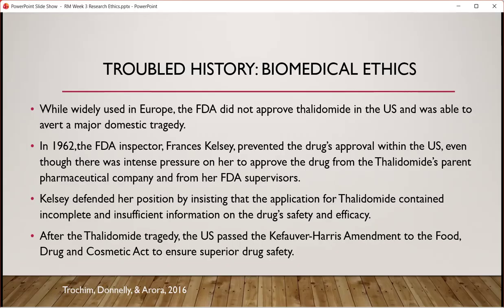in Europe. And really, the reason this didn't happen is this kick-ass woman, Frances Kelsey, who absolutely prevented the drug's approval within the US, even though there was so much pressure on her to approve the drug from the thalidomide's parent pharmaceutical company and her FDA supervisors. But she demonstrated that the application for thalidomide contained incomplete and insufficient information on the drug's safety and efficacy.